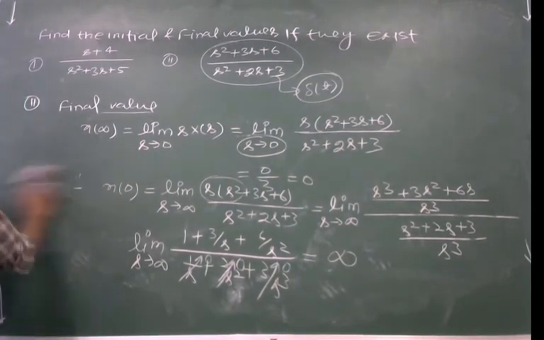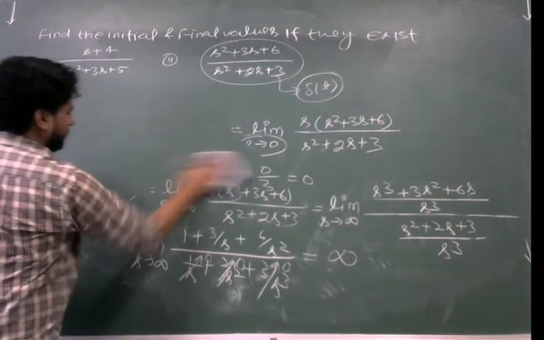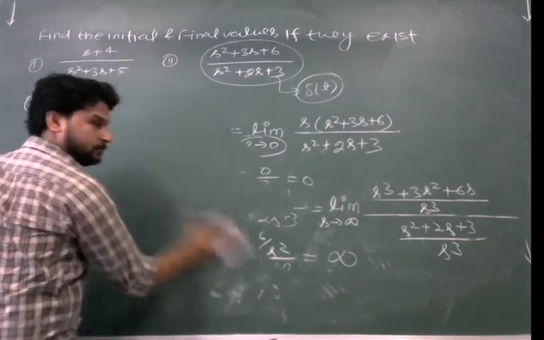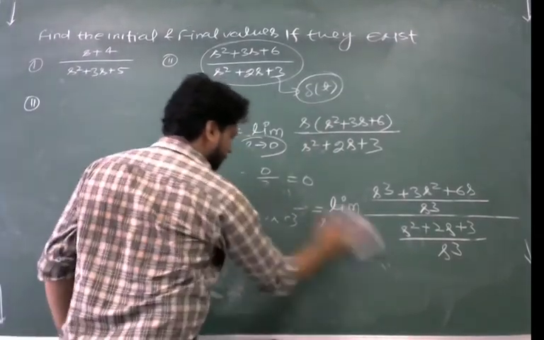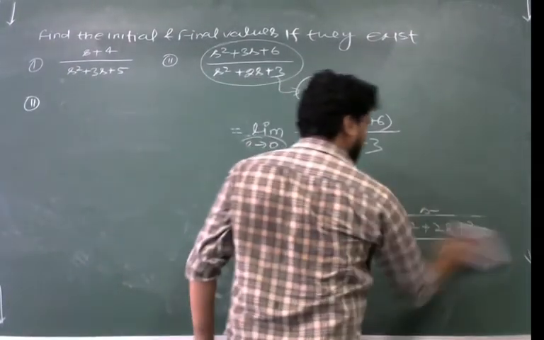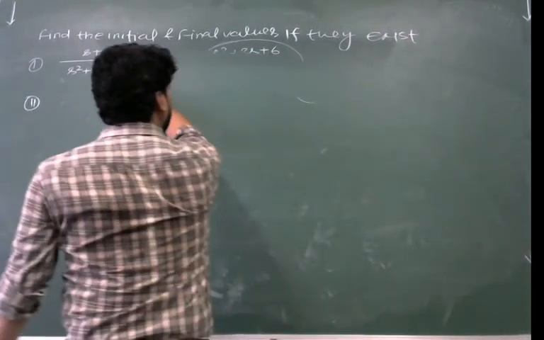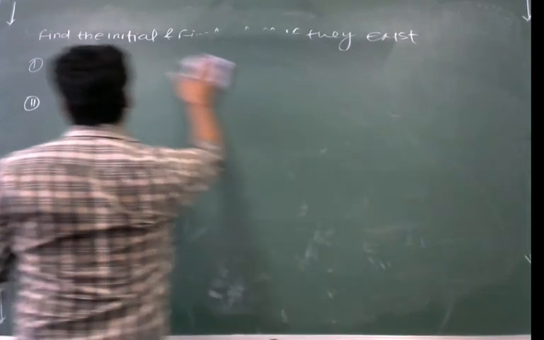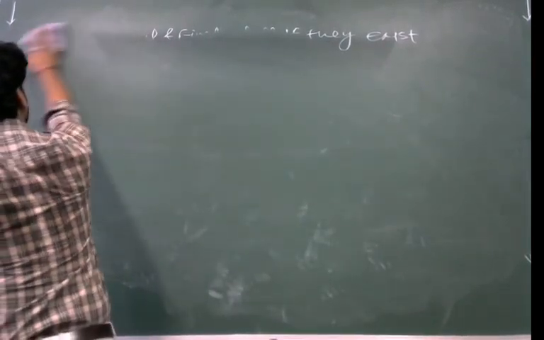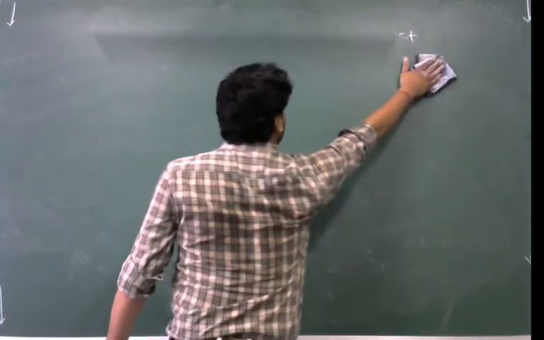The next example is based on again the initial and final value theorem. We have to verify the initial and final values in the time domain also. So the next example says: verify the initial value theorem for the following functions.